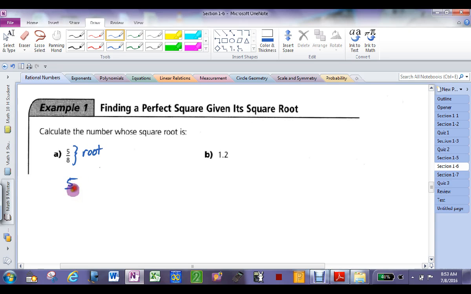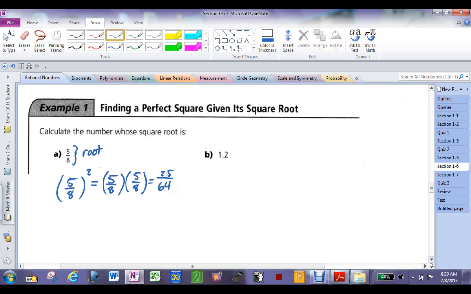this is a root. So what do I got to do? I got to do 5 over 8 squared, which means what? 5 over 8 times 5 over 8. 5 times 5 is 25, and 8 times 8 is 64. Everybody got it? That's how easy it is.